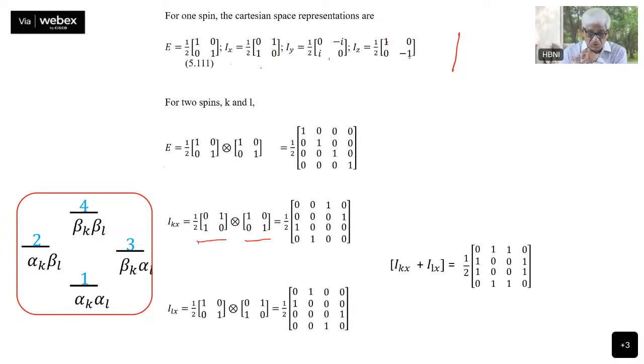Direct product means that in the place of 0, I put this entire matrix here, multiplied by 0. Whatever is present here, multiply this entire matrix by 0. Similarly, that gives me 0, 0, 0, 0 here. For the second one, at the position of 1, I put this entire matrix. In other words, I multiply 1 with this entire matrix, so I get here 1, 0, 0, 1.